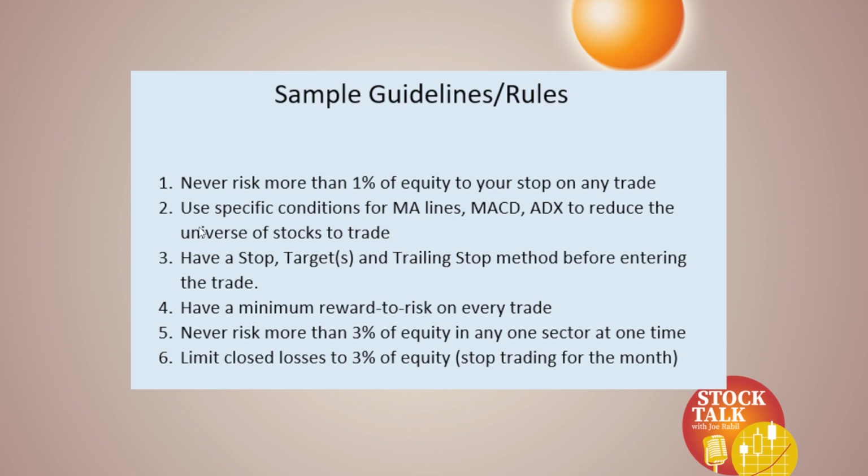The second one is using specific conditions. Now, you can use the moving averages, you could use MACD or ADX, but I really like to use, say, a market cap or volume screen to reduce it down. If you want to take it further than that, I would use MA lines first. And I really do like to eyeball the MACD and the ADX.